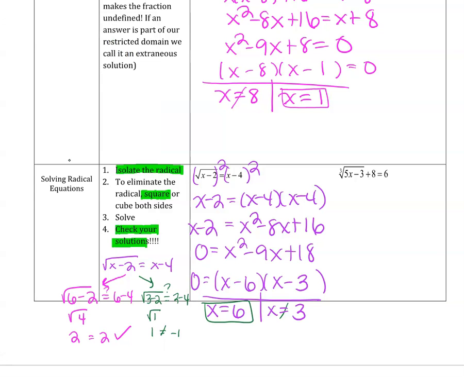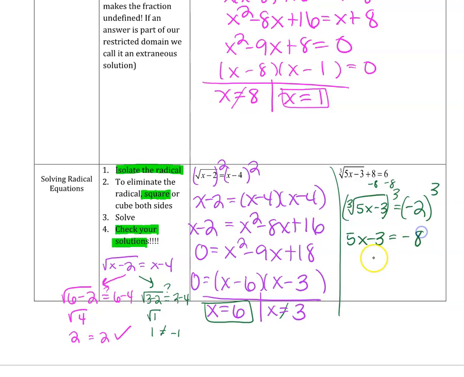Alright, solving the cube root problem. Notice that it's not alone. You got to subtract the 8 first. So cube root of 5x minus 3 equals negative 2. And then for this, I would cube both sides. Add the 3 over. So I'm getting x to be negative 1.